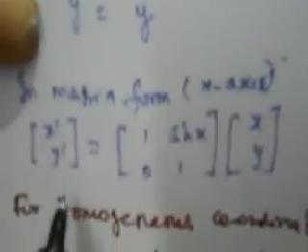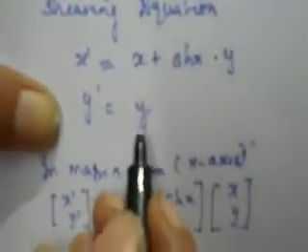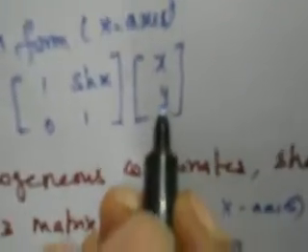Now from this formula we derive the matrix. See here x, so we are writing 1. Here SHX dot y, so here we are writing SHX alone. Then x we have written here. Then y dash is equal to y, so here we have written 0, in y place 1, then y we have written.